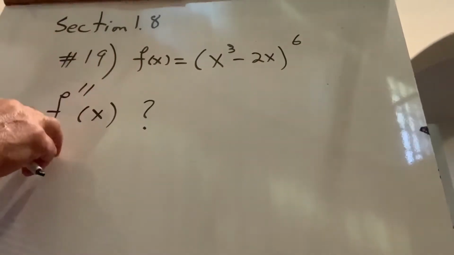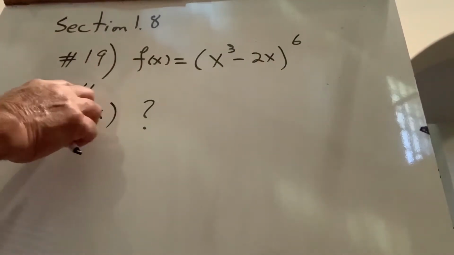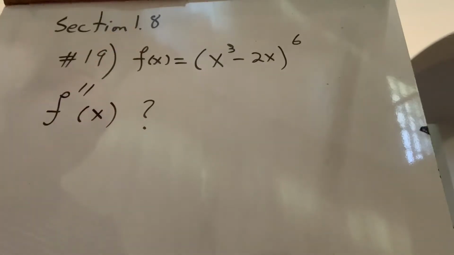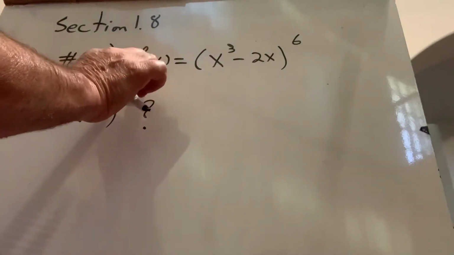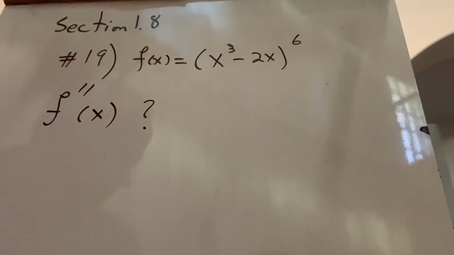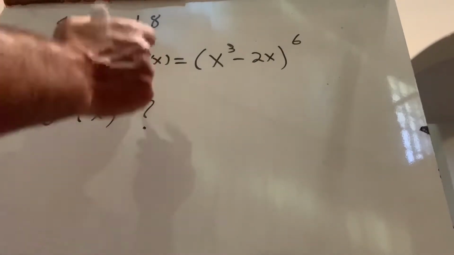So obviously to get the second derivative, this is how we read it, f double prime of x, which means the second derivative. So we're going to differentiate f of x, that gives us the first derivative or just derivative, and then differentiate the derivative, that gives you the second derivative. So it's really the same thing except you're doing it twice. So let me start with the f prime first.